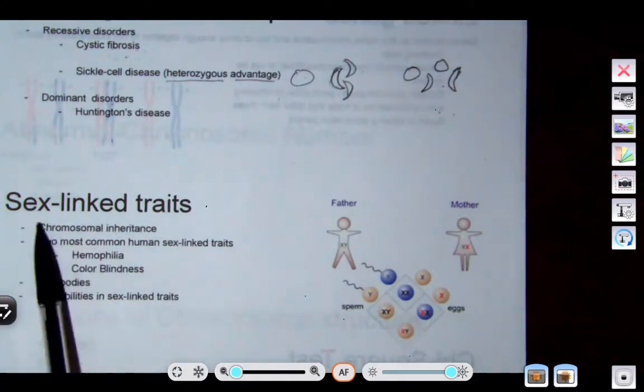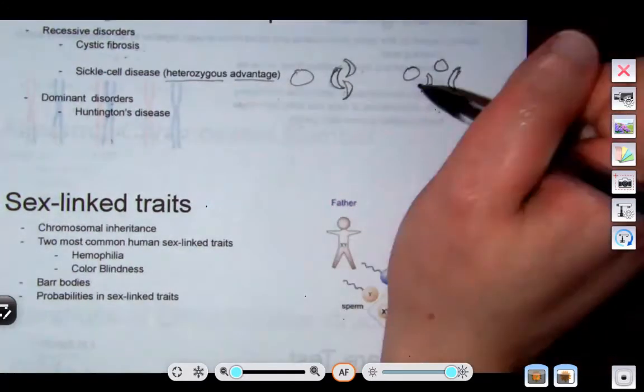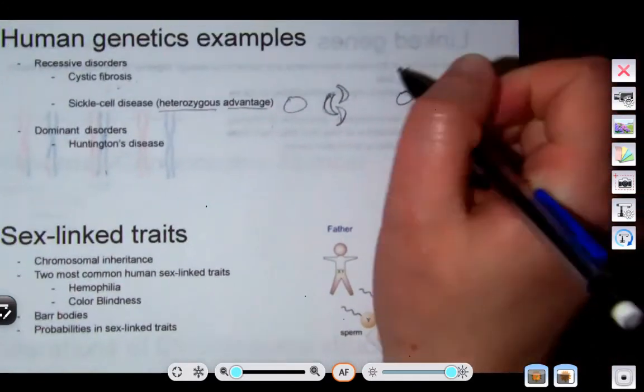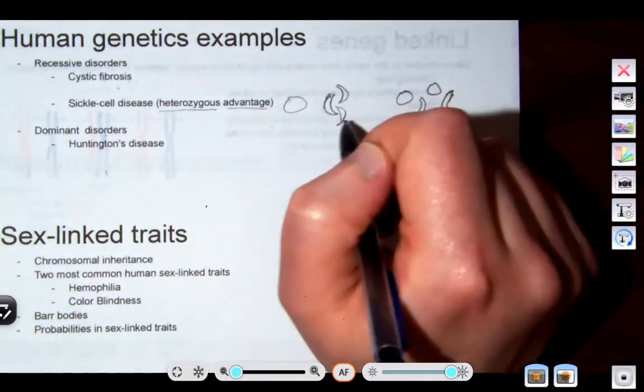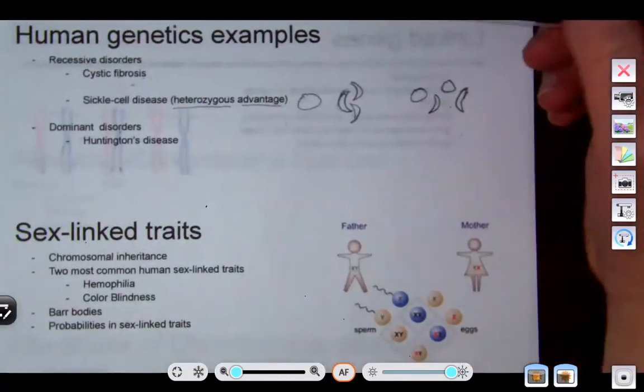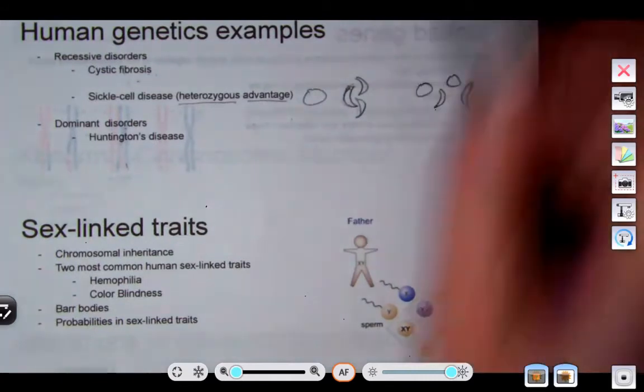So those are the big human examples. These are the ones that like to show up on the test. A lot of times they're multiple choice questions, but I figured we should probably go through them just in case.